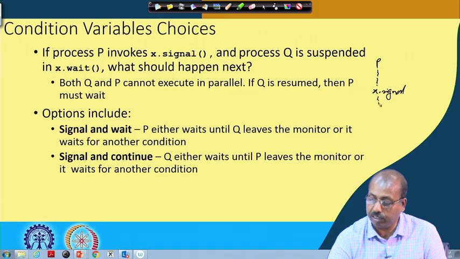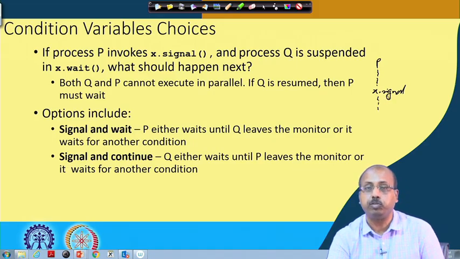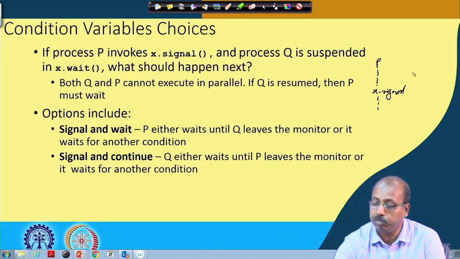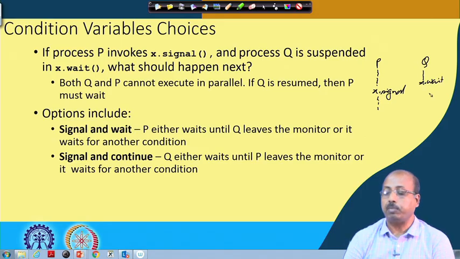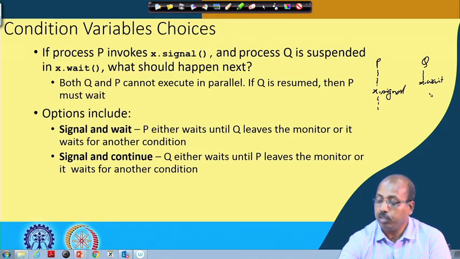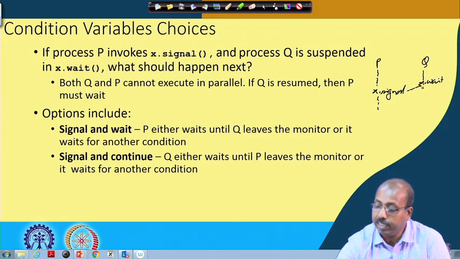After that it has some other code. Some condition has become true for which it wants to give this signal, but there is another process Q which was waiting at this point. It has executed an x dot wait, and it is waiting for some other process to give it a signal. Now, this signal has arrived at this point.